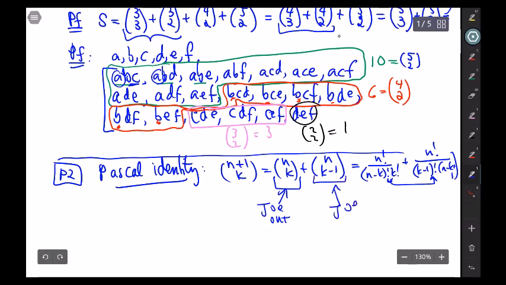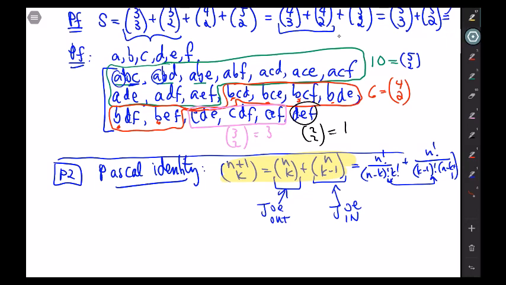The second case would be, this is a case work, right? If Joe is in, then there are n other people left, and among these n other people, we want to choose k minus 1 of them, because in total, we want to find k of them, and that's it. This is a combinatorial proof for this very nice Pascal identity. I think it's very straightforward.